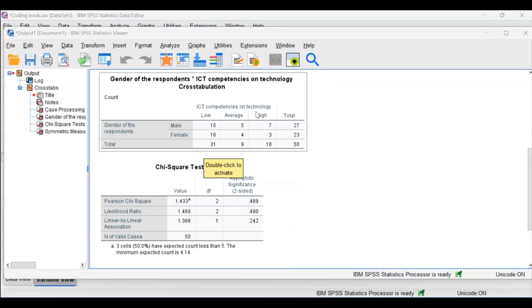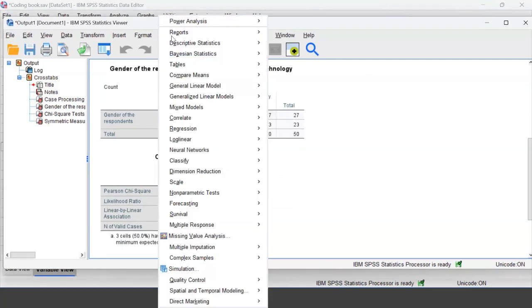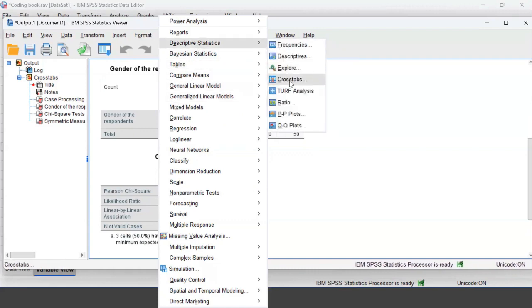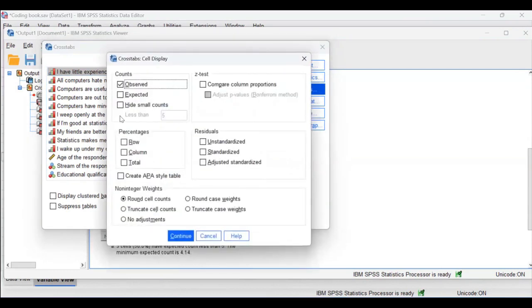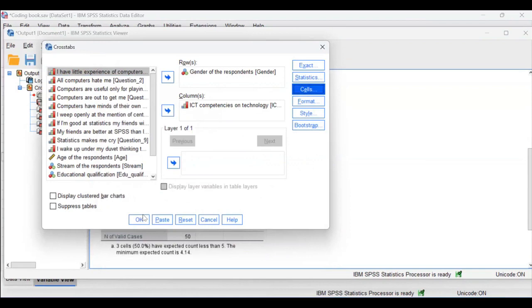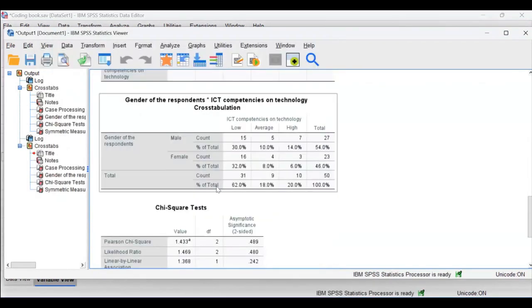In case somebody wants to look at it in percentages, what you can do is go to analyze, descriptive statistics, cross tabs. In the cells, we have percentages. Once you click on percentages, you'll get the actual percentage. It indicates how your data is reflecting here. As per your requirement, you can give additional commands so that you'll get percentages.